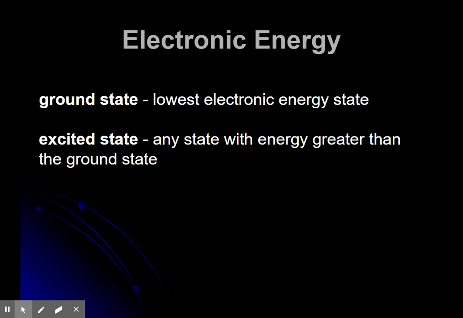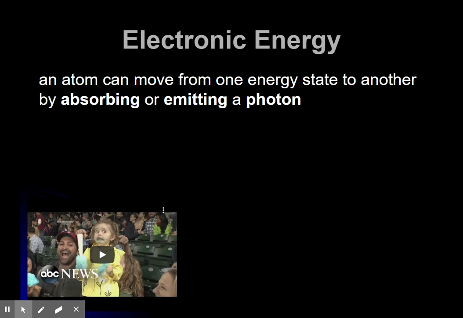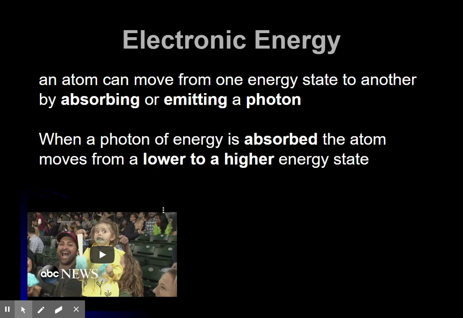Now, an excited state would be a state with energy greater than the ground state. Atoms can absorb some energy, and the electrons will move to a higher energy state, either energy level or energy sublevel. And that's called the excited state. An atom can move from one energy state to another by absorbing or emitting a photon. So they can absorb energy and move to a higher electronic state, or they can release energy and move to a lower one. So when a photon of energy is absorbed by the atom, it moves from a lower to a higher energy state.